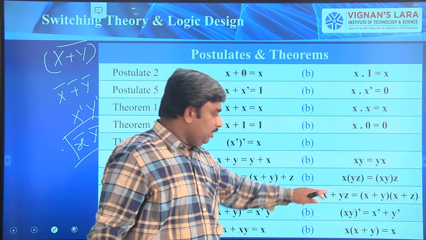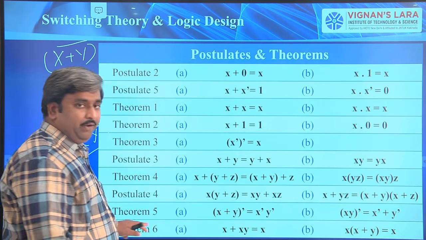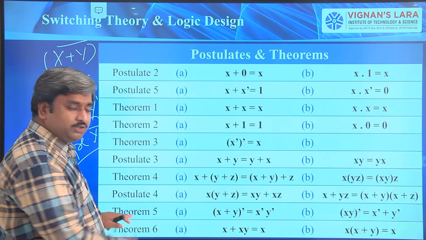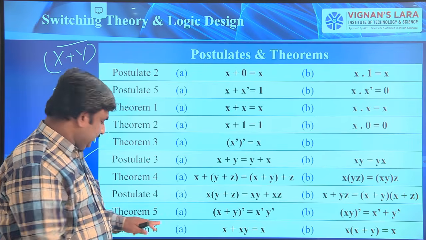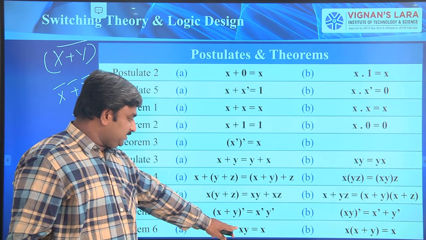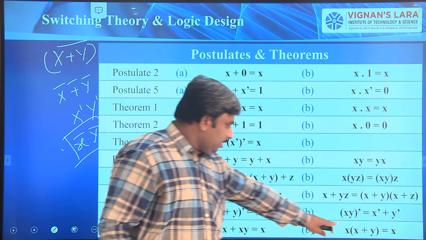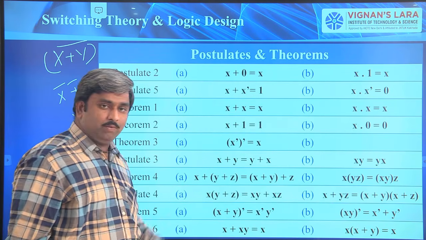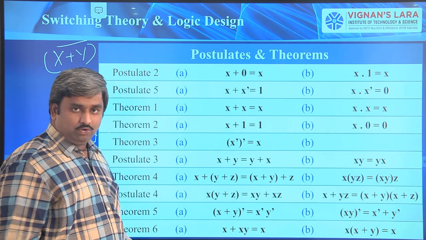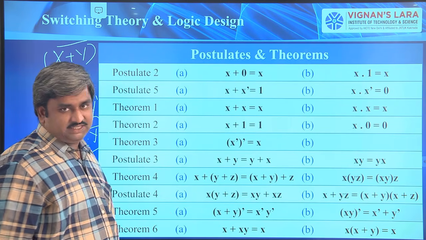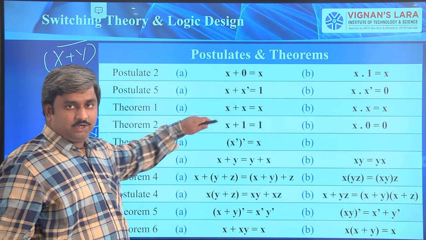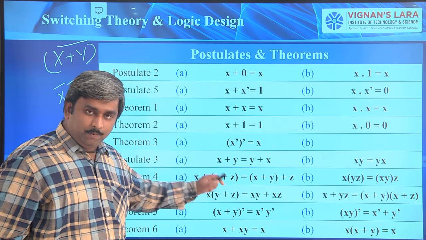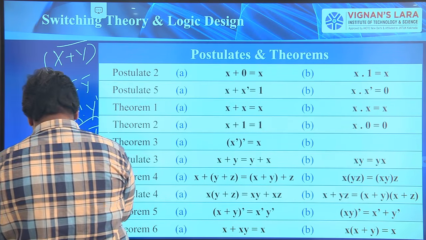x bar plus y bar. That is theorem 5. That proof also we will see in the next slides. Theorem 6: x plus xy is equal to x. So this is one more property, and this also we have to prove for theorem 6. So these are the theorems and postulates we have here. We will prove these theorems and postulates.